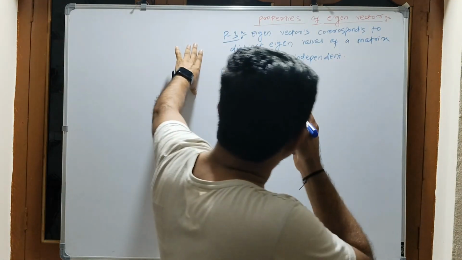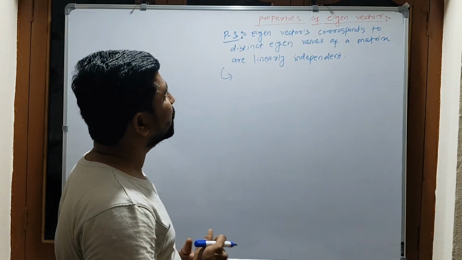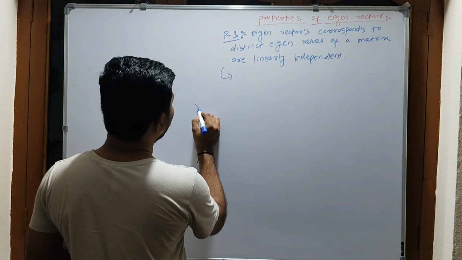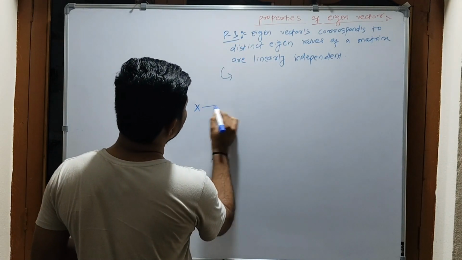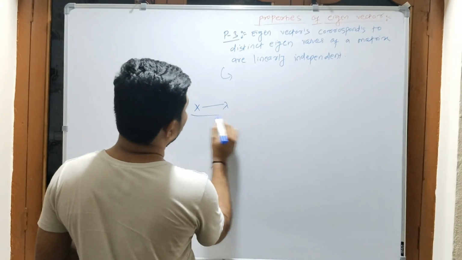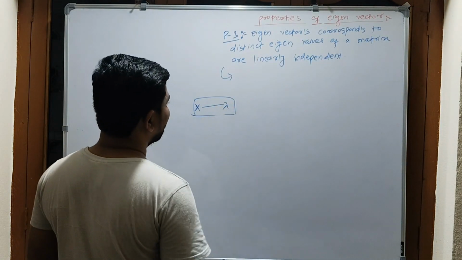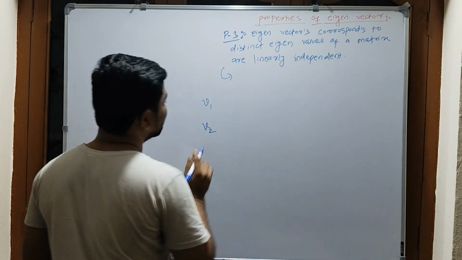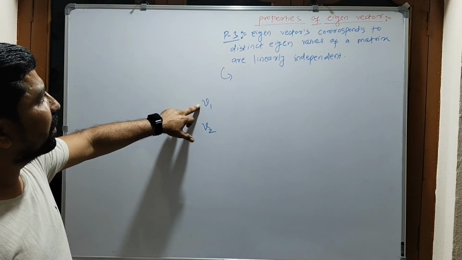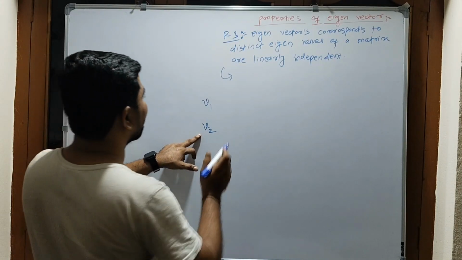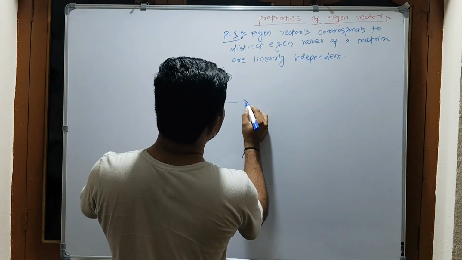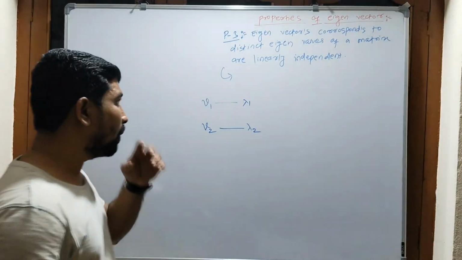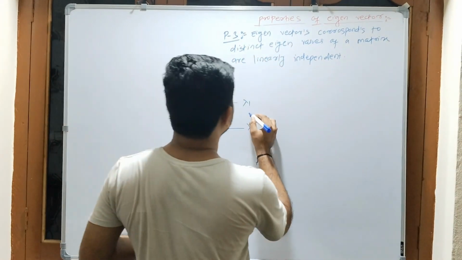Now this is property 3. Property 3 says the eigenvectors corresponding to the distinct eigenvalues of a matrix are linearly independent. The last property says that corresponding to each eigenvector we have a single eigenvalue of a square matrix A. Here, for example, let's say you have two eigenvectors, v1 and v2. Corresponding to v1 I have one eigenvalue lambda 1, and corresponding to v2 I have another eigenvalue lambda 2, and they are saying these eigenvalues are distinct.